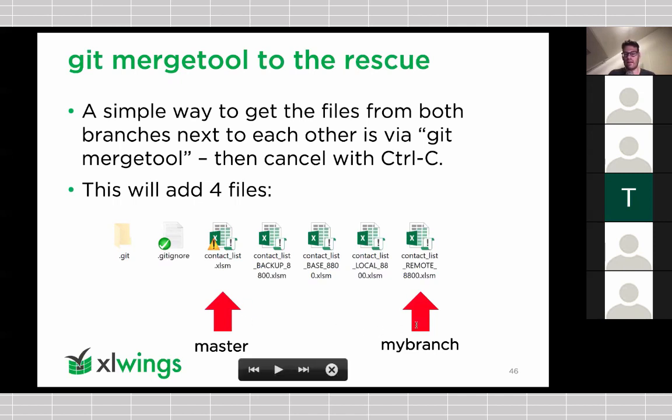It will create like a ton of files. It will create 4 files on top of your original file. And you can ignore most of them. The only 2 that you are interested in is the original file here. So this is basically the file from the branch you are on. So in our example where we tried to merge the branch into master, this will be the master version. And then the other file you're interested in has the remote here in the file name. And this is basically the file version from the branch.